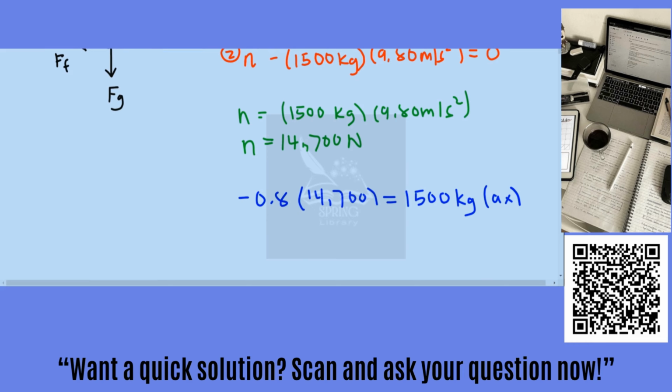We can solve for this by dividing the whole equation by 1,500. And so we get a value for the acceleration here of 7.84 meters per second squared. So this is the final answer for our problem here.